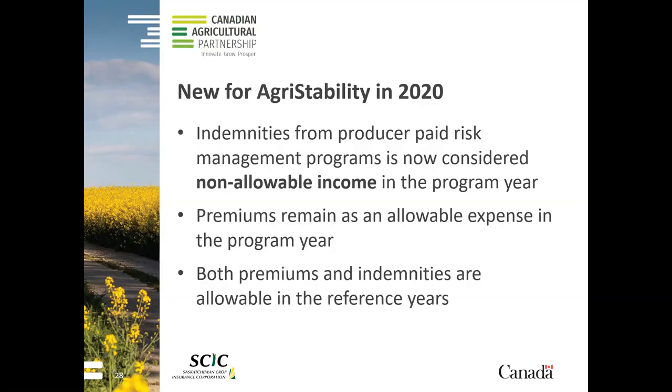The premiums that producers pay to access this additional risk management coverage are still considered as allowable expenses for AgriStability, so this is a win-win for producers. And this change was announced in January of 2020. So the premiums and indemnities for SCIC's crop insurance programs have not been changed and are considered as allowable for the AgriStability program.